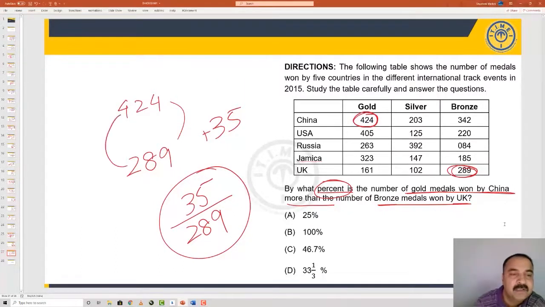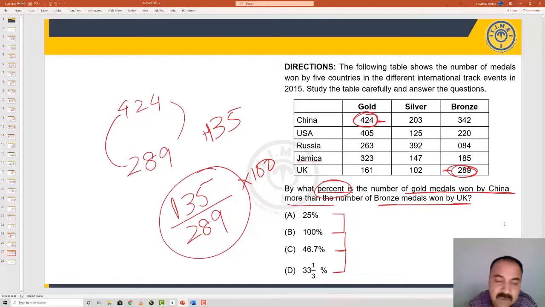I'm sorry, we ignored the 200 and 400 gap. So between 300 and this, there is going to be another 100 gap. So it is 135 upon 289. So 135, which is the lead China gold medals have over the bronze medals of UK, is what percentage of the bronze medals of UK? This is the question. So we'll clearly play this game not by multiplying it by 100 and simplifying and taxing us further, because we see the options are slightly distant from each other.